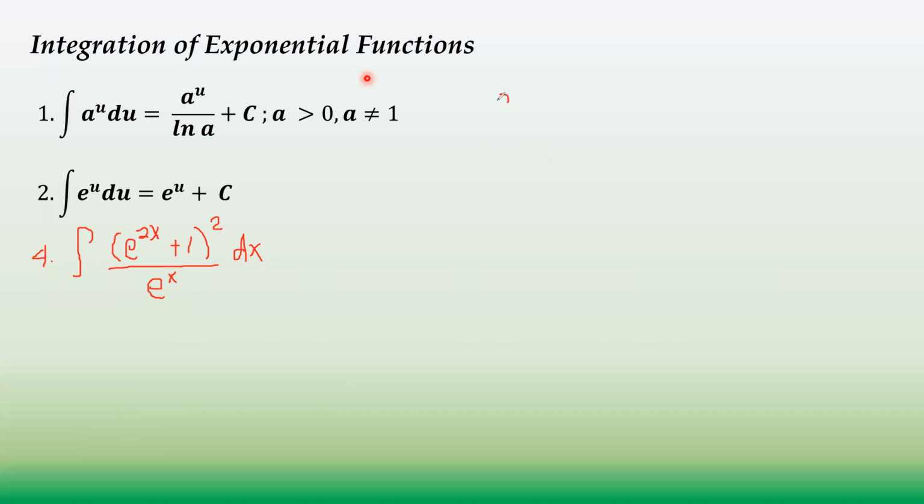Kasi kung halimbawa, meron kang ganito. Ito ay e raised to x plus 1. Ito ay e raised to x dx. Ito, ln lang yan, ln of e raised to x plus 1 lang yan. Usually, pagka rational kasi, ang ginagawa nyo doon is let u yung denominator. So, let u equals e raised to x plus 1.